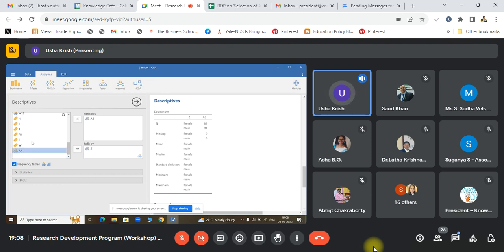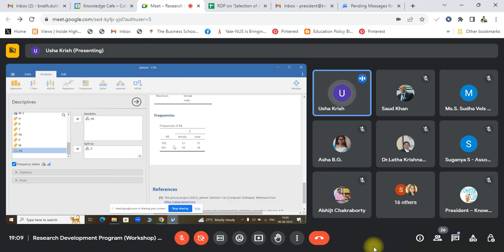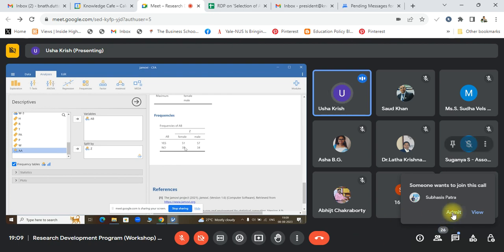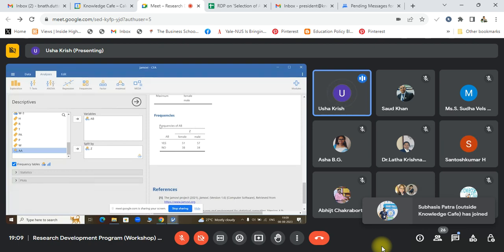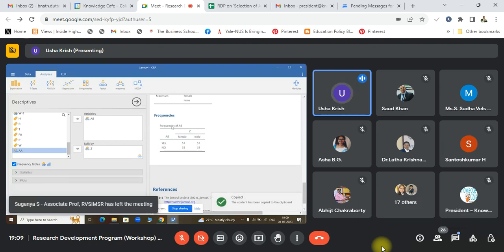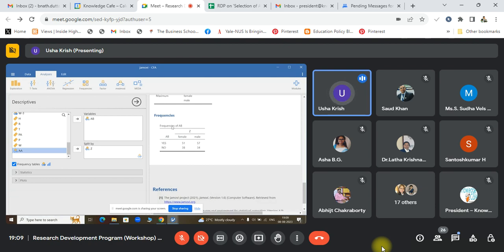Now I want to calculate frequencies. For calculating frequencies, I should use categorical data or qualitative data. So one I transferred here, the other one I kept under split by, and this is how I got the table. Female and male, how many said yes, how many said no with regard to placements that is happening in the colleges. So you get the table like this, right click and copy it and put it in the Word and write the interpretation.